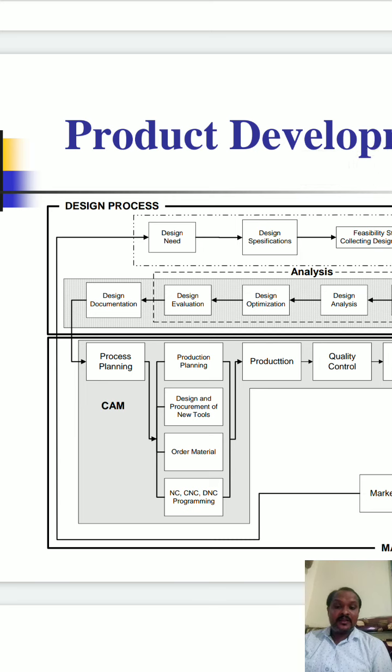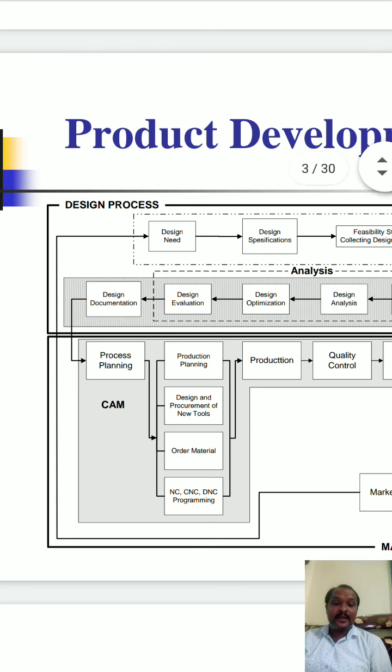Now the next part will be the CAM part, that is computer aided manufacturing. How you are going to manufacture your design. So what are the requirements of the manufacturer? What are the machines you require? What are the tools you require? How many laborers you require? Whether those laborers are skilled or not, whether they have the ability to work on that machine or not.